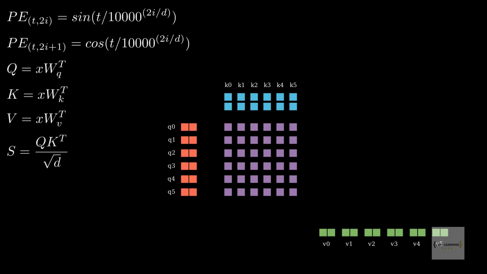Simple. Note that in the equation, we have a special denominator which is the square root of d. This is something added to stabilize the gradients by avoiding extremely large values in the affinity matrix. Next, we apply softmax along each row. In other words, each row becomes a valid probability distribution. This shows how similar each key token is to a given query token.